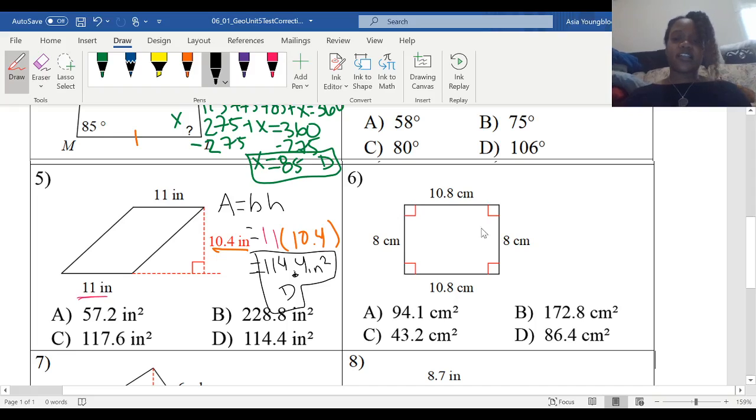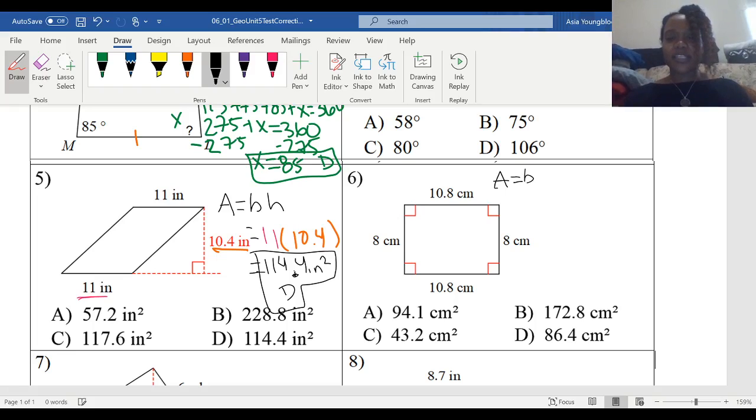Number 6, again, 2 pairs of parallel sides, but now all 4 angles in this shape are right angles. So because we have 4 right angles, this is going to be a rectangle. The area formula for a rectangle is exactly the same as the area formula for a parallelogram. So it's going to be the area is the base times the height. Again, the base and height are the 2 sides making the right angle. So the base, the way this figure is drawn, is 10.8.